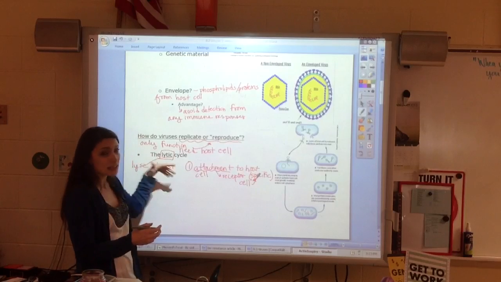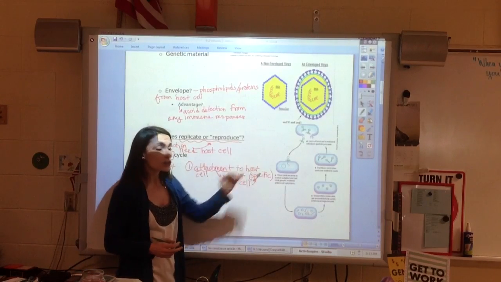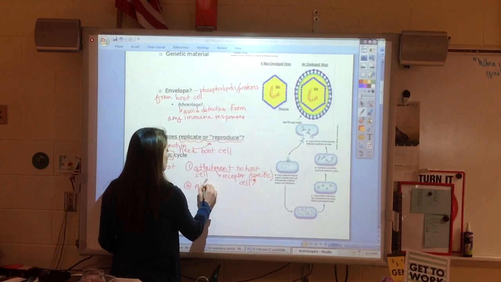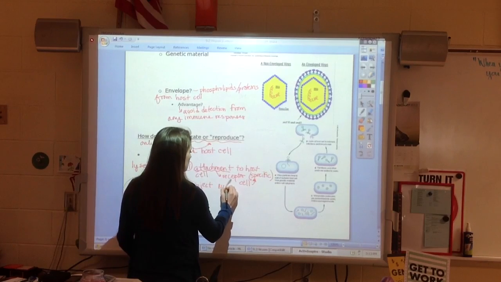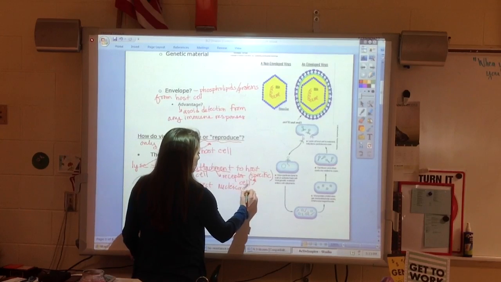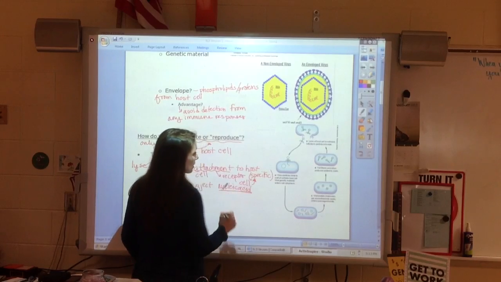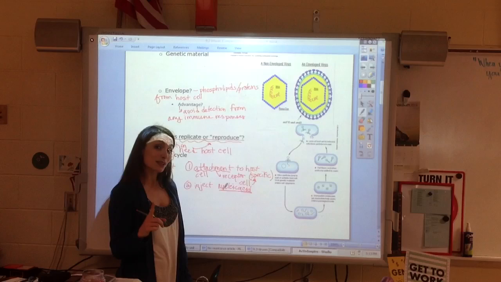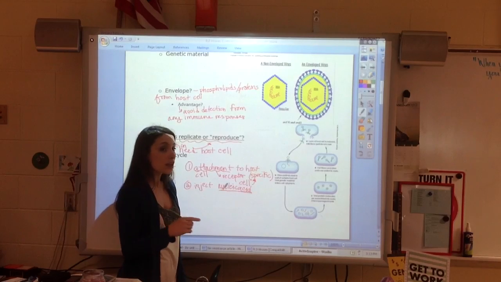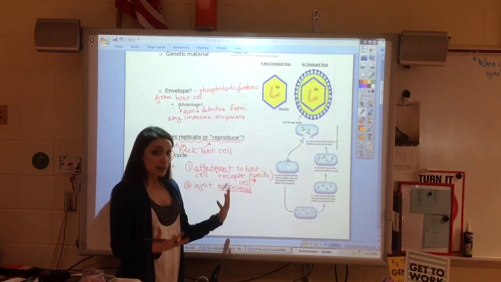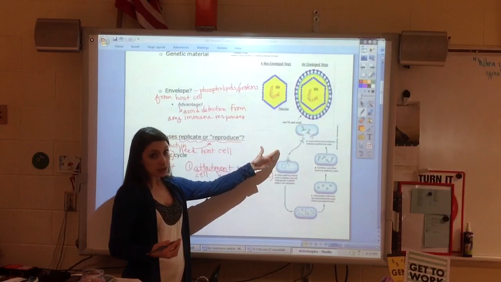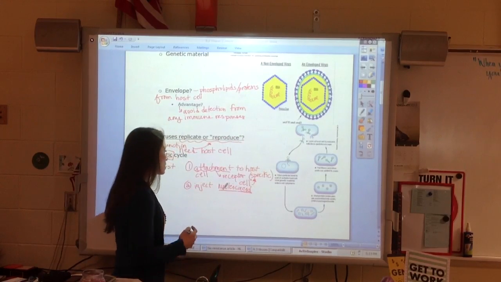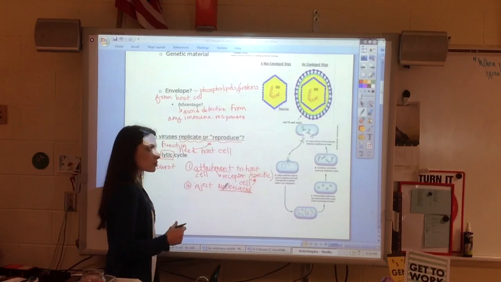So the virus has to be able to attach to another cell. Its next step is to inject its nucleic acid. Now keep in mind, the capsid is going to stay on the outside. Remember, this was how Hershey and Chase proved that the hereditary information was not the protein, that what you inherit is actually the nucleic acid. And so it injects its nucleic acid.